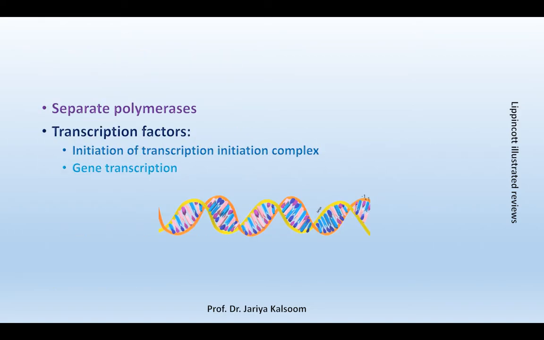The transcription in eukaryotes is far more complicated as compared to the transcription in prokaryotes. Eukaryotic transcription involves separate polymerases for the synthesis of ribosomal RNA, transfer RNA, and messenger RNA. In addition, a large number of proteins called transcription factors, which bind to distinct sites on DNA within the core promoter region, are involved. These transcription factors influence the assembly of the transcription initiation complex at the promoter and the determination of which genes are to be transcribed.